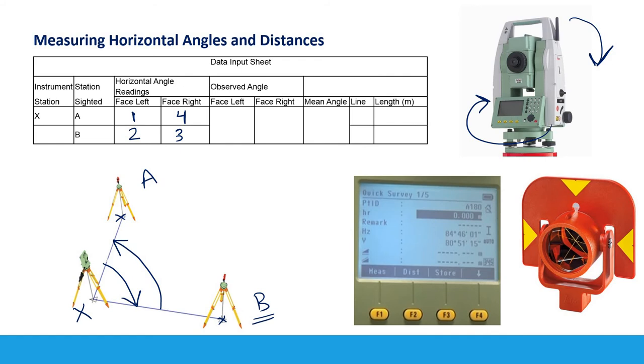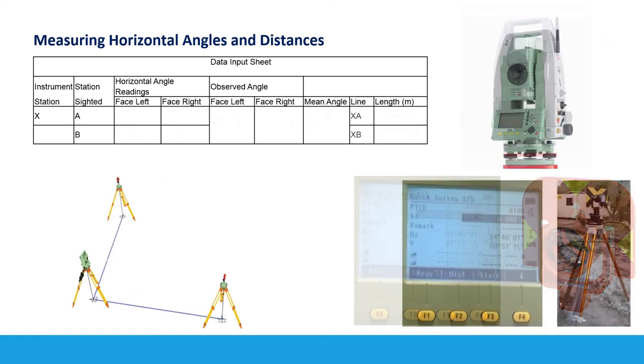Now you've done the measurements. At some point when you are sighting A and B, just collect the length or the distance, the horizontal distance, by pressing the suitable function. Now the final face left, which is the second minus the first measurement, the final face right, the third minus the fourth measurement, and the mean angle, the final angle, which is face left plus face right divided by 2. That's it. Okay, it's a very simple and straightforward process.